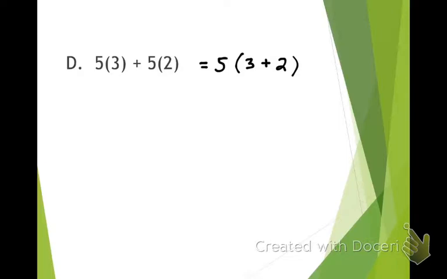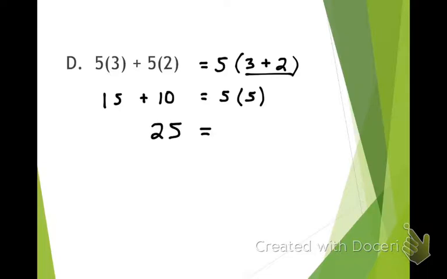Landon, help me out. Let's do the left side first. 5 times 3? 15. Plus, what's 5 times 2? 10. Good job. Line up those equal signs. Let's do the parentheses first, which is 5, and multiply that by the number. 5. Excellent job. Left side, 15 plus 10. 25. And what's 5 times 5? 25. Does 25 equal 25? Yes, it checks out. Very good job, Landon.